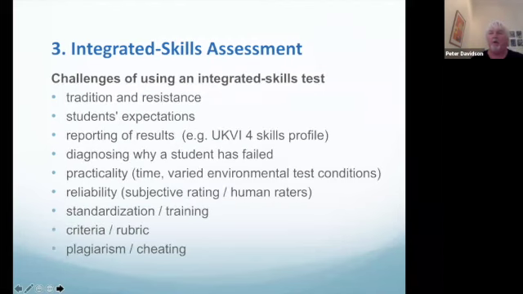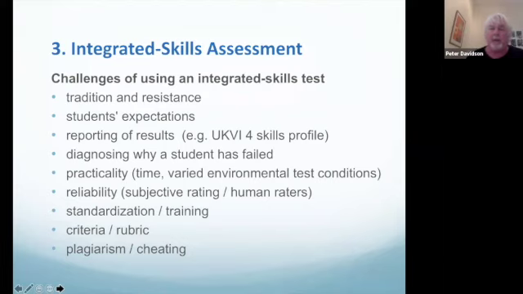Okay, there are a lot of challenges involved with integrated assessment. Obviously, there's tradition and there's resistance because it's not the way it was done, and we've always separated the skills, or we've done it this way, and there could be resistance. Students might not expect something as big as this. They're used to reading a text and answering multiple choice questions. The reporting of results could be problematic.